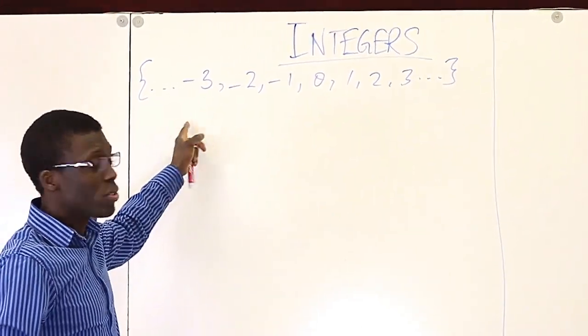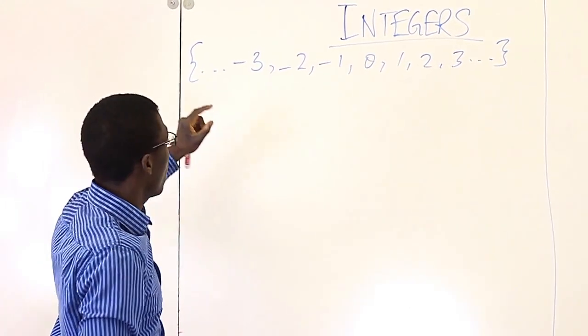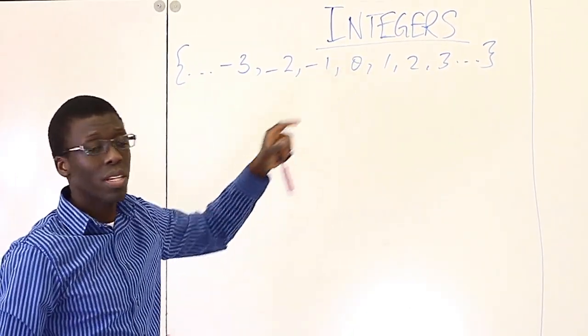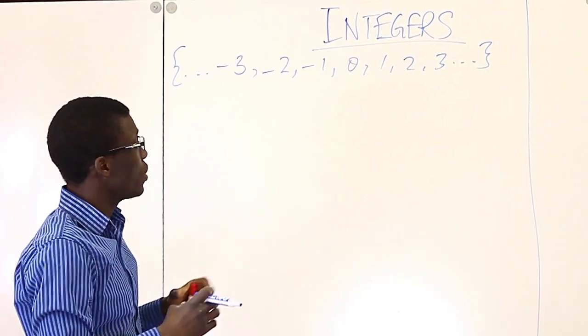Integers are negative numbers, zero and positive numbers. So we go from negative infinity to infinity on the number line when we're looking at integers.